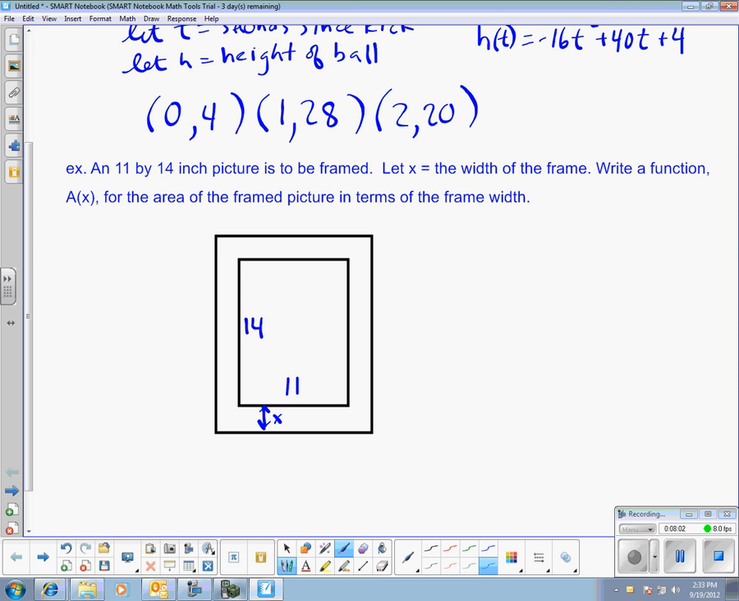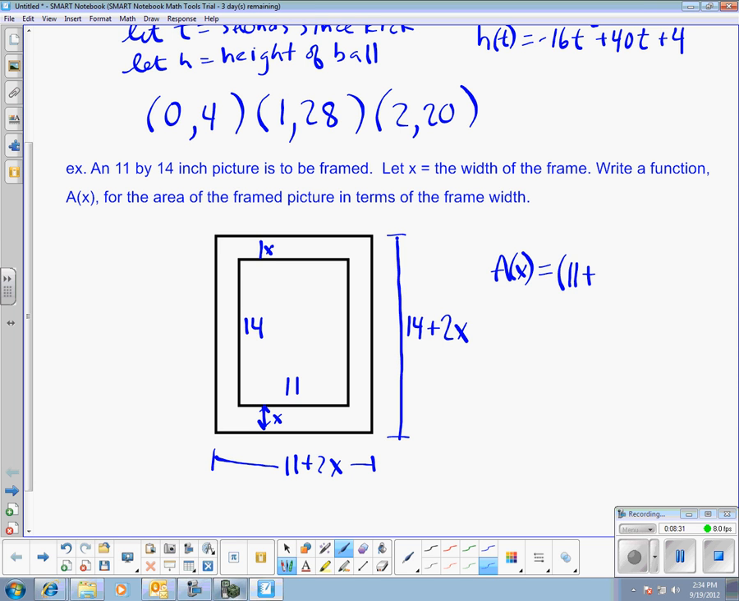Anyway, the total height of this picture from here to here, once it's framed, is going to be 14 plus 2x, because I've got a width on the top and a width on the bottom of the x. And then side to side, I'm going to get 11 plus 2x. So the entire area of this framed picture, A of x, is going to be length times width. So 11 plus 2x times 14 plus 2x. And you can see how when we FOIL this, we're going to end up with a quadratic, hopefully.